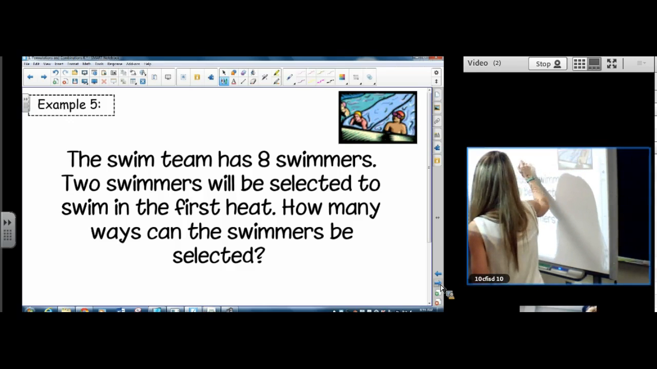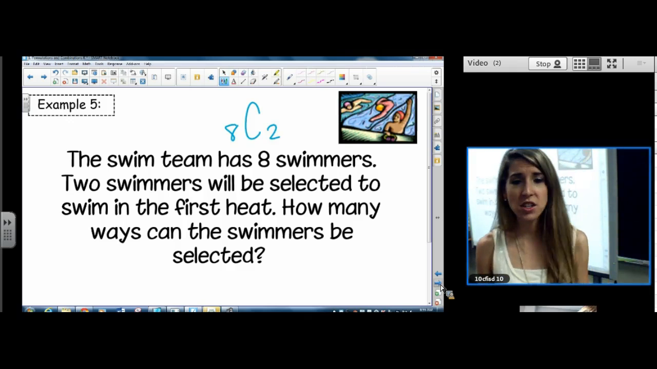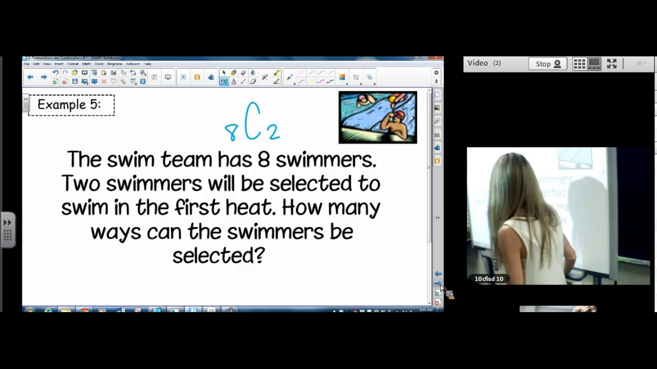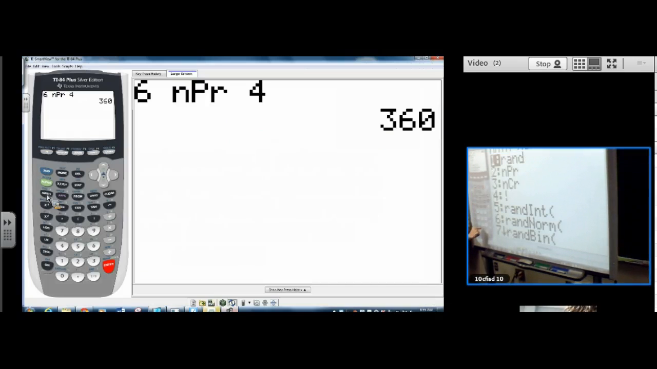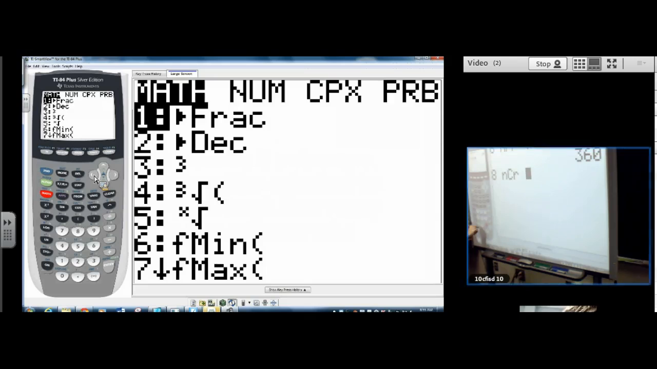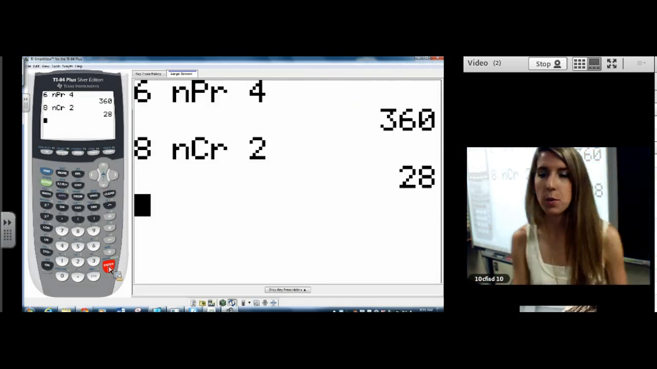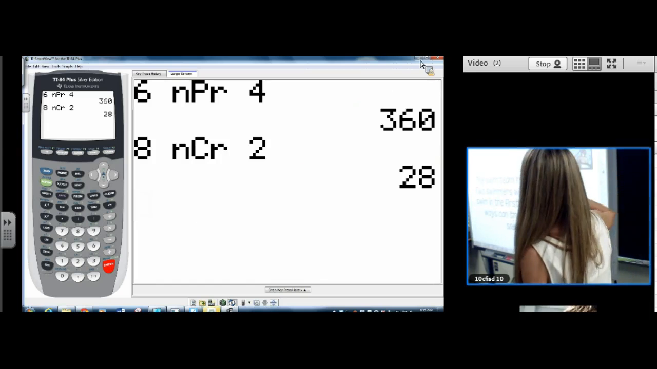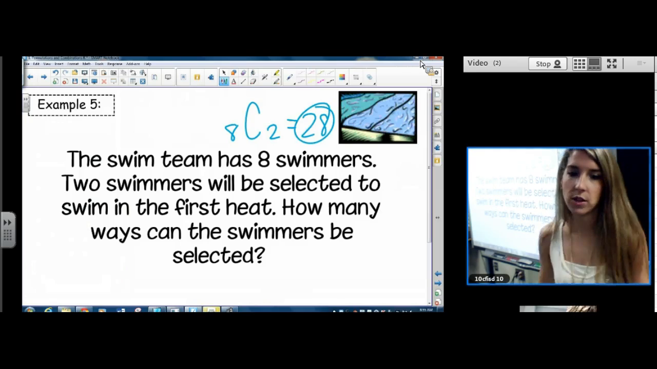So this would be 8, combination, 2. And from now on, you can just go straight to your calculator. You don't have to do it all 3 ways. So 8, math, over to 3, 2. Calculator tells us there are 28 ways that coach can pick those swimmers. If you want to do it by hand, totally do it by hand.